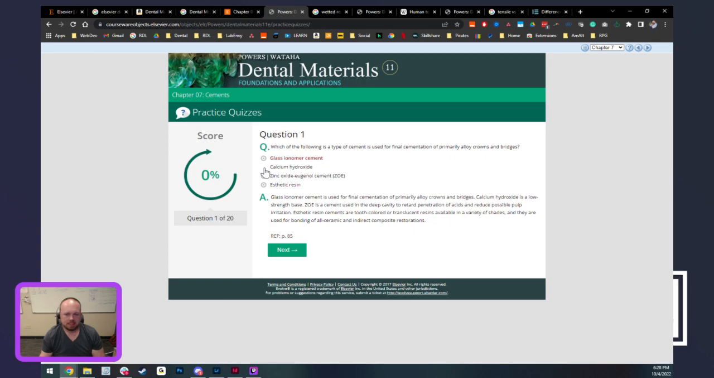Huh. All right, so I was wrong. Glass ionomer cement is for primarily alloy crowns and bridges. ZOE is a cement used in the deep cavity to retard penetration of acids and reduce possible pulp irritation. Aesthetic resin cements are tooth-colored or translucent resins available in a variety of shades, and they are used for bonding all ceramic and indirect composite restoration.